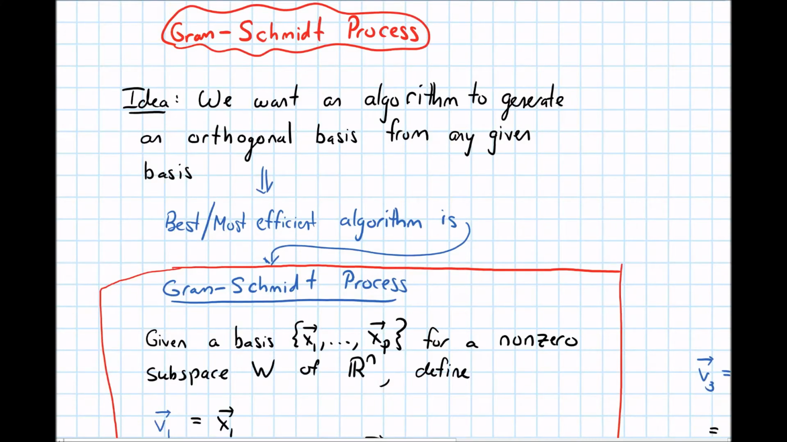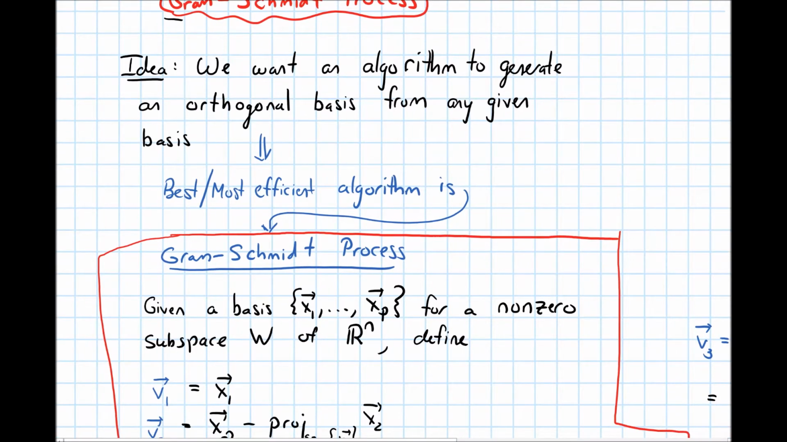In this video, we're going to introduce the Gram-Schmidt process. So I'm going to begin by talking about the idea and what our goal is. What we want to do is find an algorithm that's going to let us produce or generate an orthogonal basis from any given basis. It turns out that the best and most efficient algorithm for generating an orthogonal basis is called the Gram-Schmidt process.